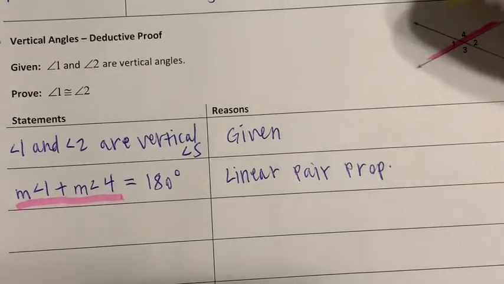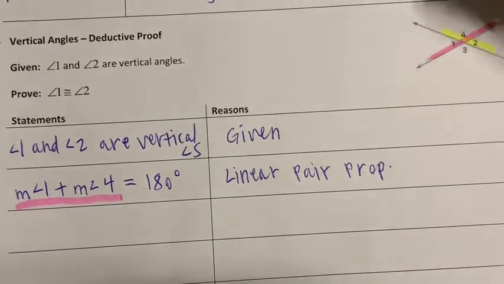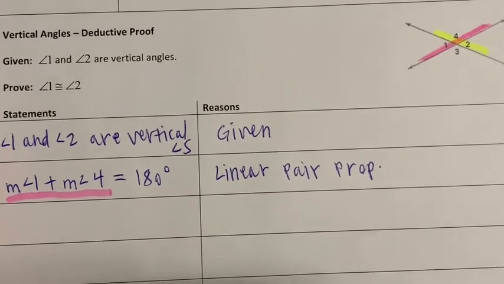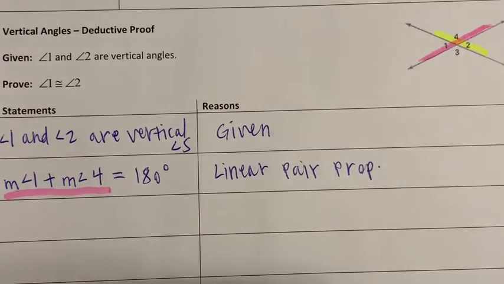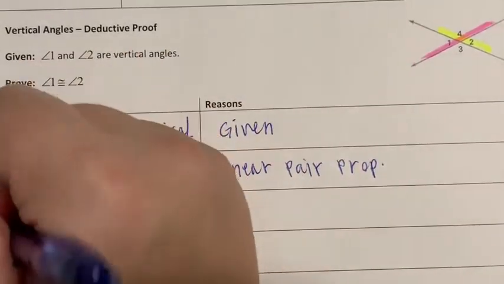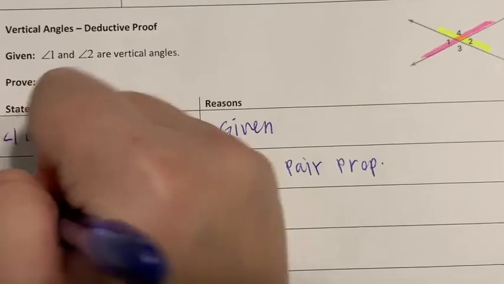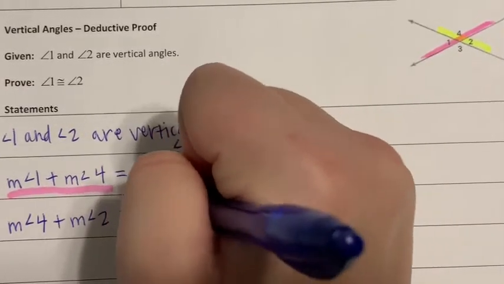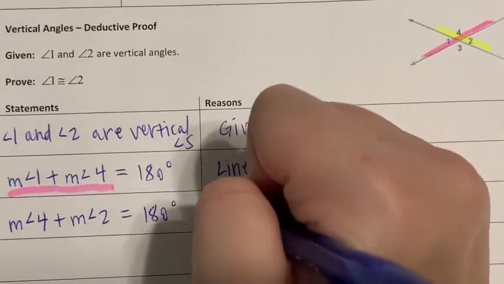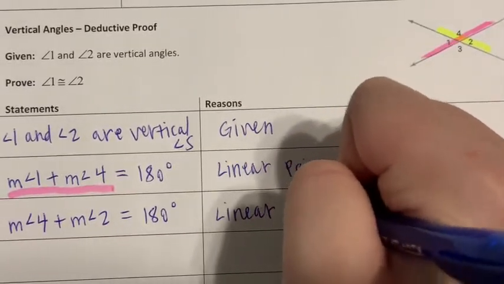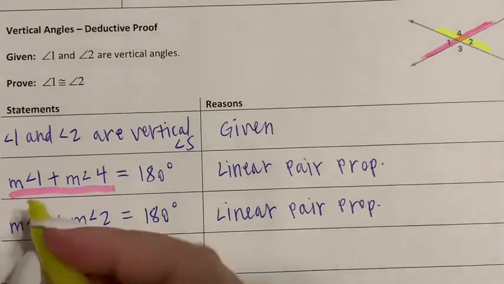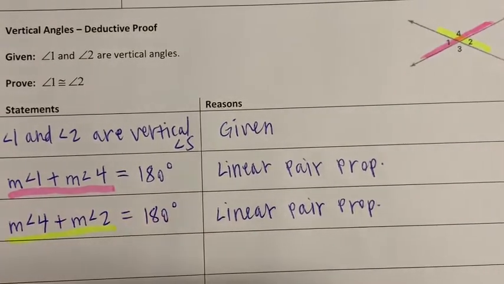I see that I have 2 other angles here that form a line. If I look at it this way, I have angle 4 and angle 2 that also form a line. So I could similarly say the measure of angle 4 plus the measure of angle 2 equals 180 degrees. And again, the reason is linear pair property. So I took that from the figure.